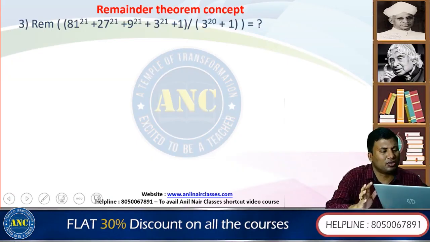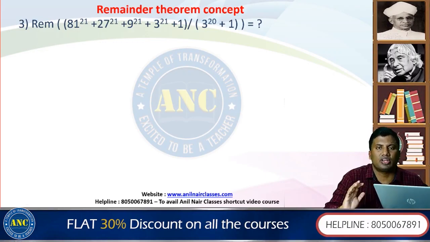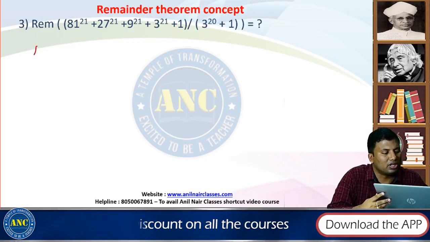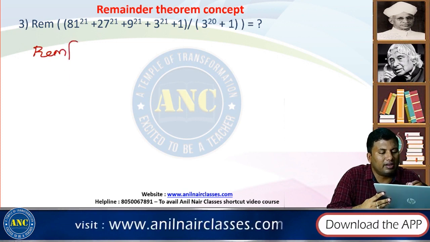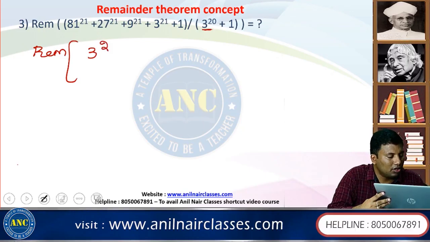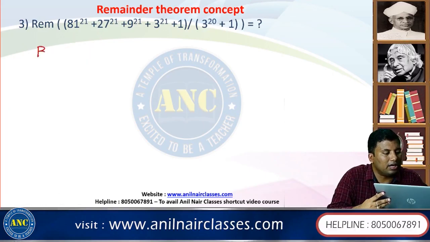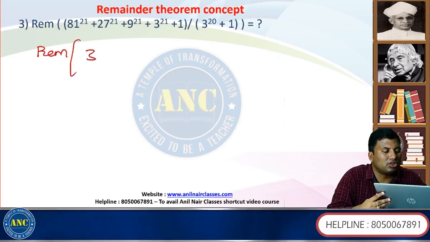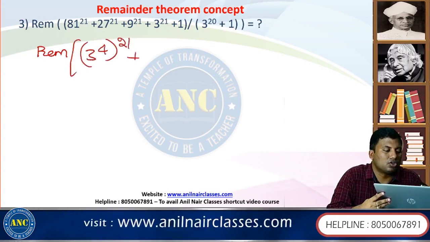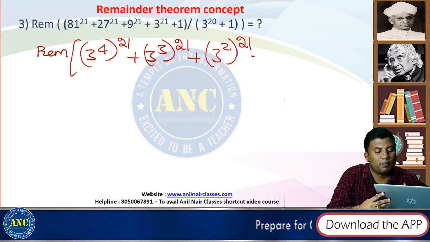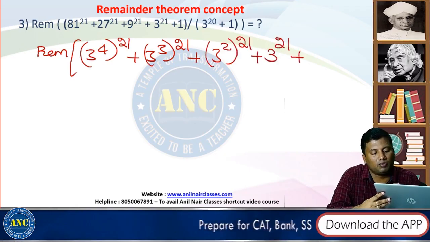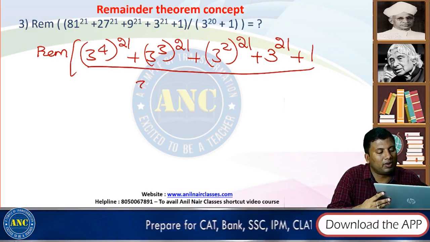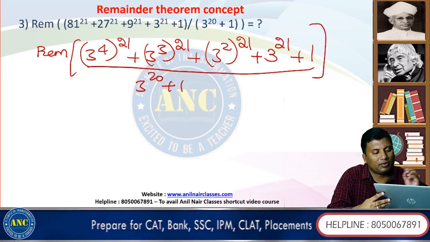Third one. Another interesting question. Most of the students will leave this question thinking that it is a difficult question. The question is the remainder when 81 times 3 power 20 is there. This can be written as 81 is nothing but 3 power 4 power 21, 27 is 3 cube power 21, 9 is 3 square power 21, plus 3 power 21 plus 1, divided by 3 power 20 plus 1.